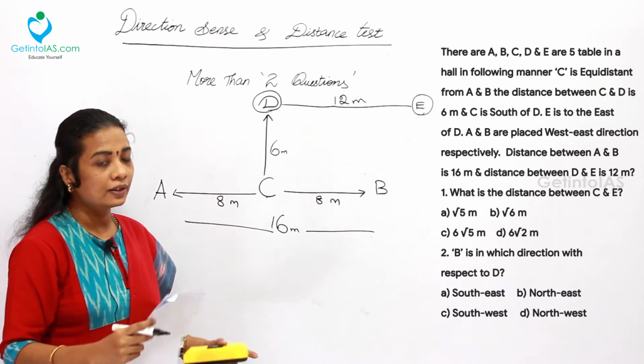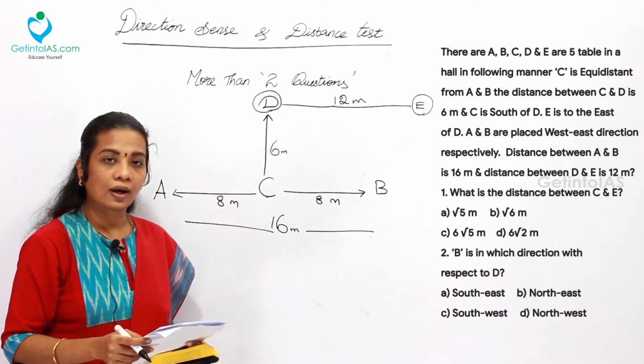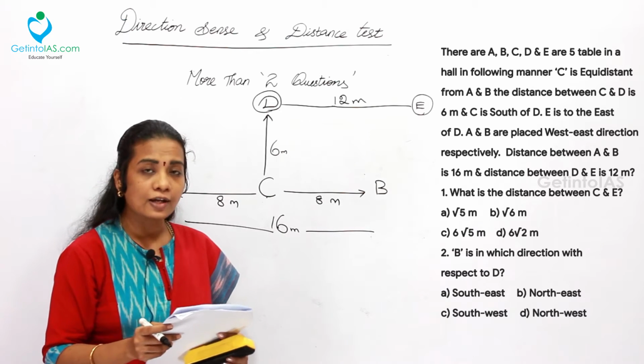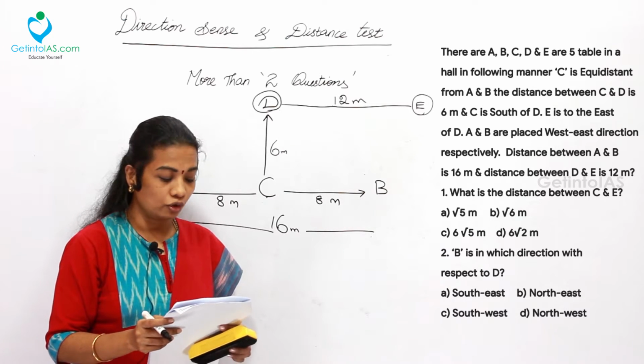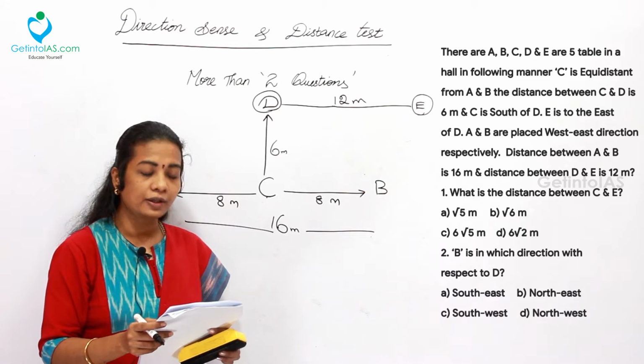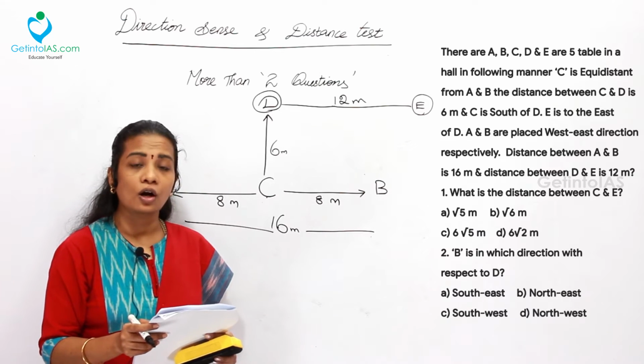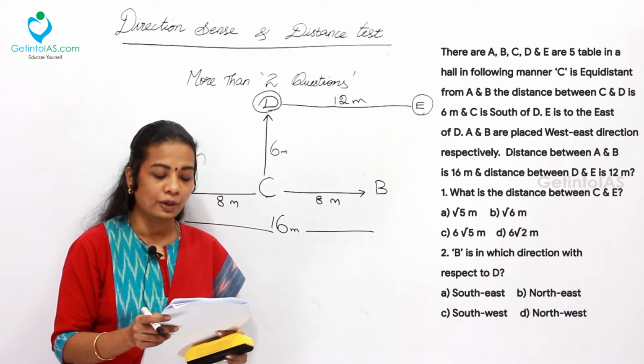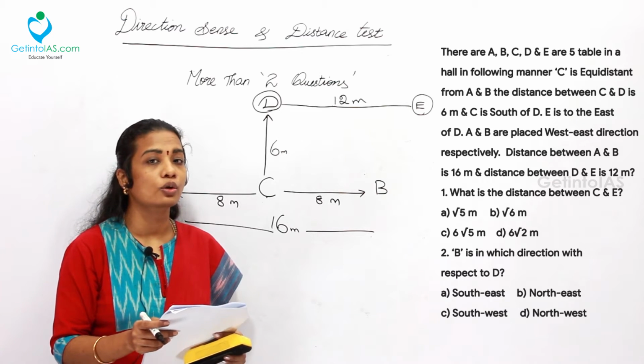Now the diagram is completed. The first question asked is: what is the distance between C and E? Your options are: option A, under root 5 meter; option B, under root 6 meter; option C, 6 into under root 5 meter; option D, 6 into under root 2 meter.